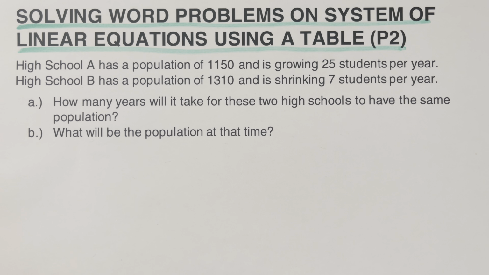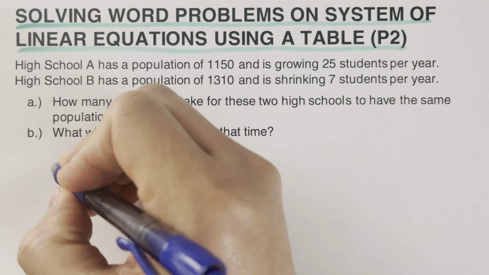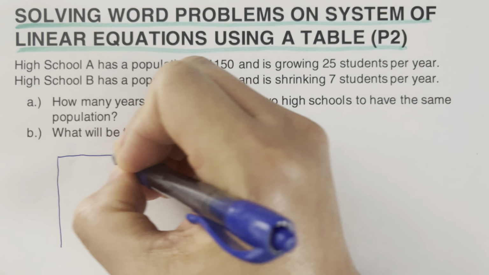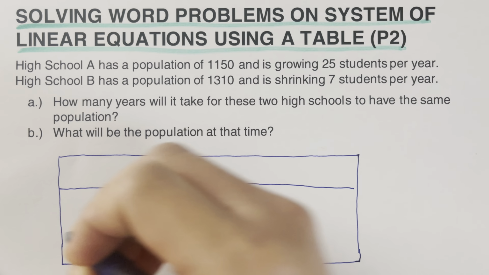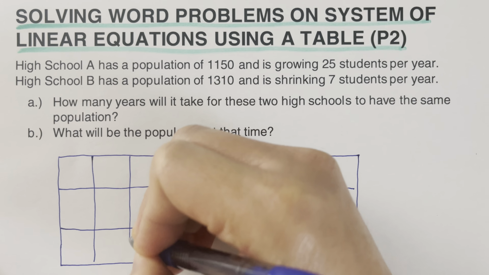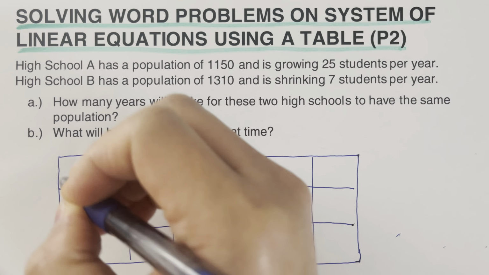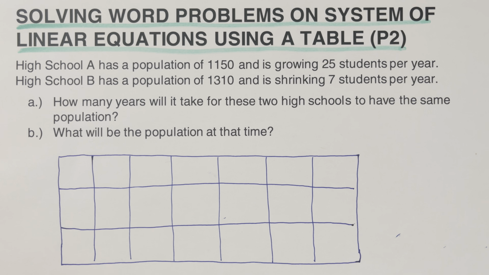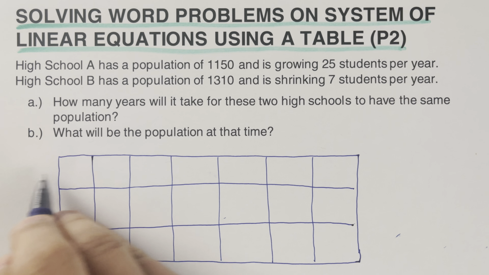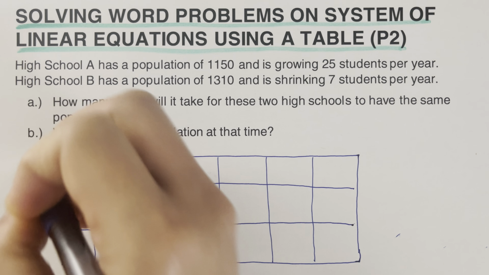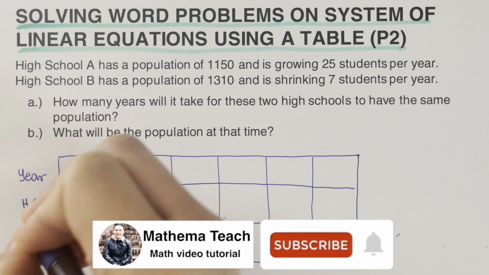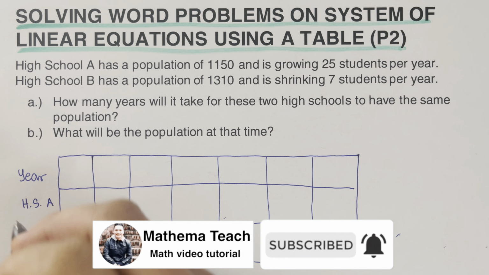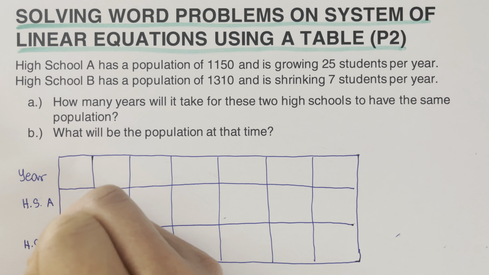So again, we're supposed to solve this problem using a table. So I'm going to create the table right here. Okay, so I've created the table. Now we are going to label the parts of the table. So we're going to take the first row as the year, and then the second row here will be for high school A. So I'm just going to label that as high school A. And then the third row right here is for high school B. So I'm going to label that as HB.